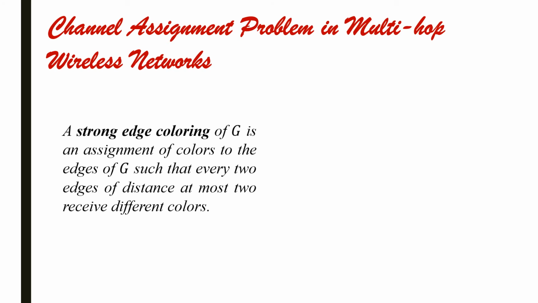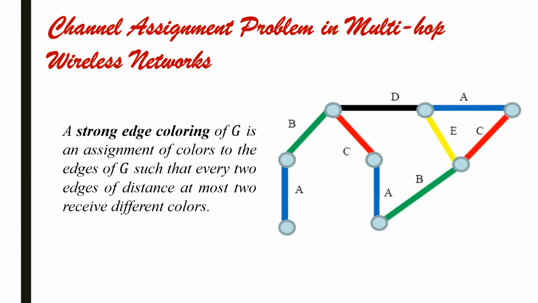A strong edge coloring of a graph G is an assignment of colors to the edges of G such that every two edges of distance at most 2 receive different colors. The distance of two edges is at most 2 means that either the edges are adjacent or there is an edge between them. This figure shows an example of a graph with a strong edge coloring.